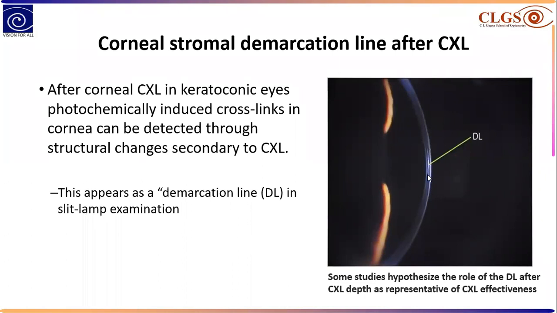It can be seen much better in an anterior segment OCT. And there are studies which hypothesize that the depth of this demarcation line after CXL is a representative of CXL effectiveness. So if that demarcation line is quite deep in the stroma, say 320 or 340 microns, it means the C3R is very effective because it is actually done at the level where it should be done in the stroma.